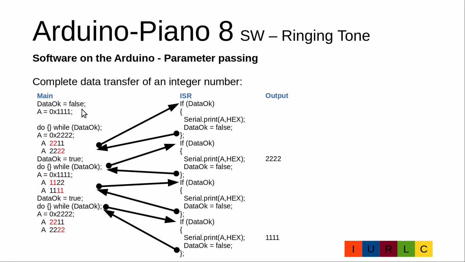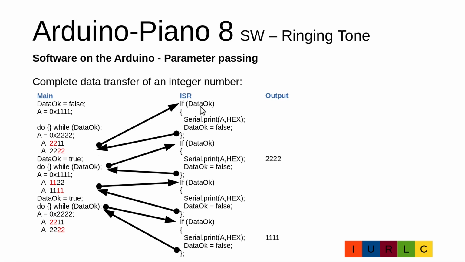dataOK false means that the value in a is not a valid value. Now the main loop begins. The first step is this while loop, but dataOK is false, so we leave the while loop and get the assignment a = 2222 hex. In the first step the high byte will be loaded into the variable a. Now the interrupt service routine is called.